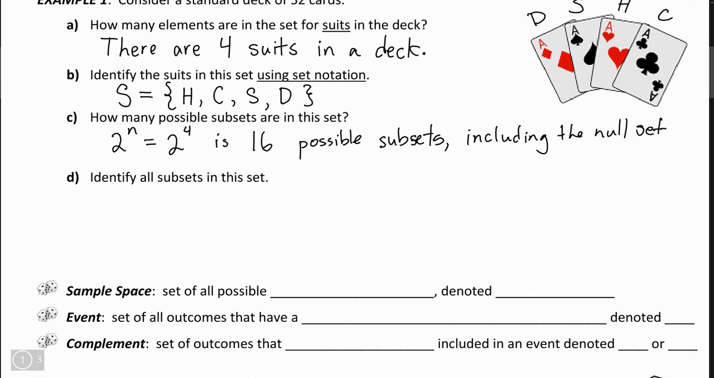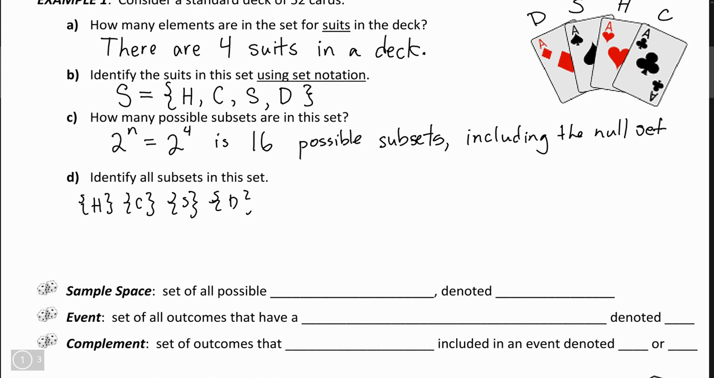Okay, so let's identify all the possible subsets. Again, think of this as the classroom. You have 4 of these students here: H, C, S, D. How many ways can you make them as subsets? You can just have a subset of H. You can have a subset of each one by itself, right? So I'm going to put {H}, {C}, {S}, {D}.